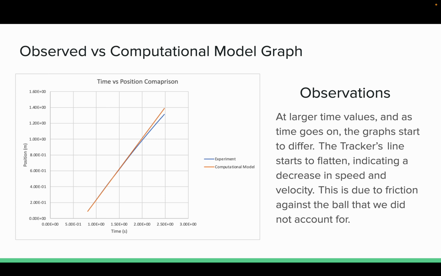We can see that they're quite similar at first, but as the time goes on, the graphs start to differ. The tracker's line starts to flatten, indicating a decrease in speed and velocity. This is due to friction against the ball that we likely did not account for.